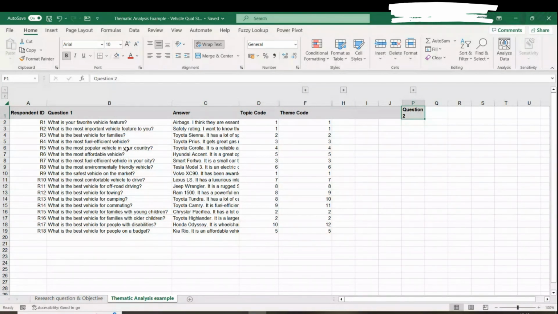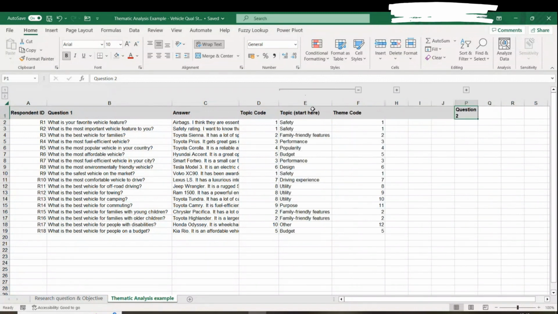And then if we open up these topics, which is your first step, when you start, maybe you might not have the topics, but you could also have topics based on what your research objective is. So if, let's say, I ask respondent number 1, what is your favorite vehicle feature? You could maybe have a list of all different vehicle features, and then within your data, like we have here, code all of them.